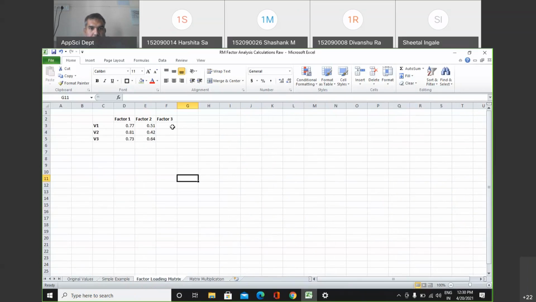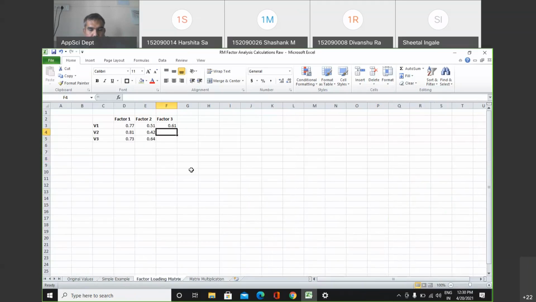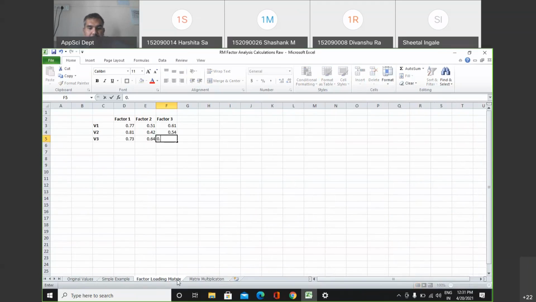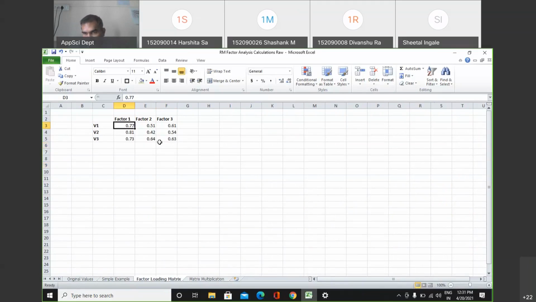0.61, 0.61, 0.54. Because these are three variables, I am doing it like this. Otherwise, we cannot imagine in actual research with 30 questions and 300 respondents, more or less. Yeah. So this is our factor loading.